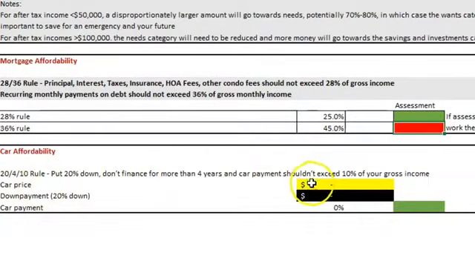So there's a rule called the 20-4-10 rule. What this rule basically says is that when you're going to go ahead and buy a car, you should put 20% down. You should not finance the car for more than 4 years, and the car payment should not be more than 10% of your gross income on a monthly basis. And if you stay within those bounds, you should be okay in terms of whatever car it is that you want to buy. So if you're going to be a believer or a purveyor of this whole 20-4-10 rule, this spreadsheet does that calculation as well for you.